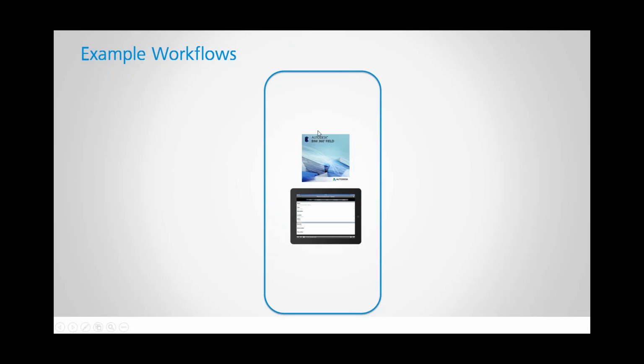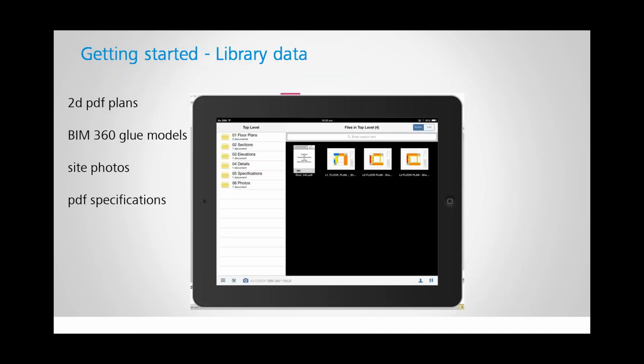So what we have here is BIM 360 Field. And this is a really powerful database that allows you to load up a huge amount of information to take out with you on site, but also capture information on site, in the field, and then push that back to the Revit model. So a quick high-level example of this is before we go out on site, we have our plans, our models, a folder for site photos, and a PDF specifications.